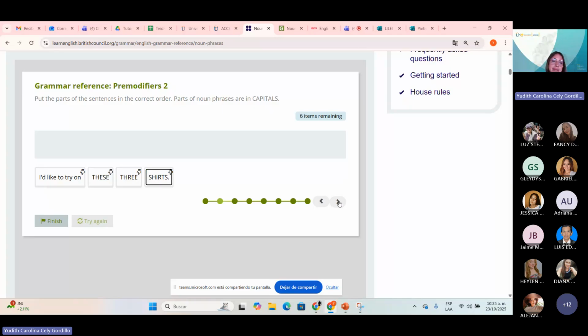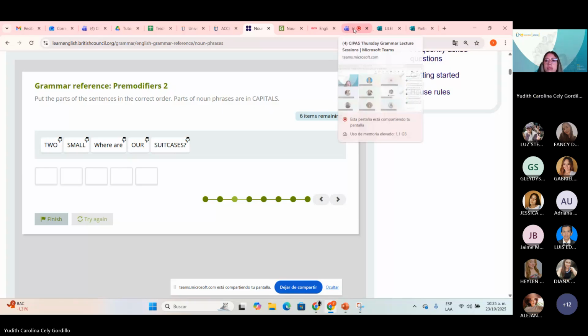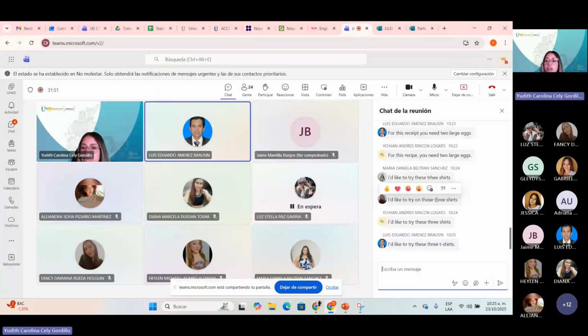What is the next? 2 small suitcases, sorry. This is a question. Pay attention to this. What is the order in this statement? What do you think? You can write on the chat. That's no problem. That's so perfect.